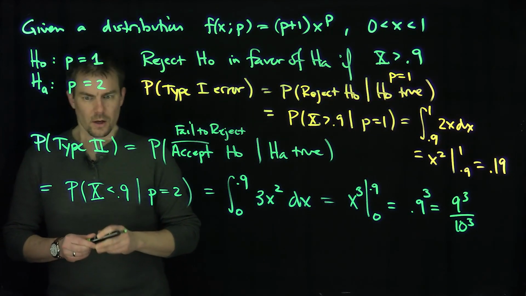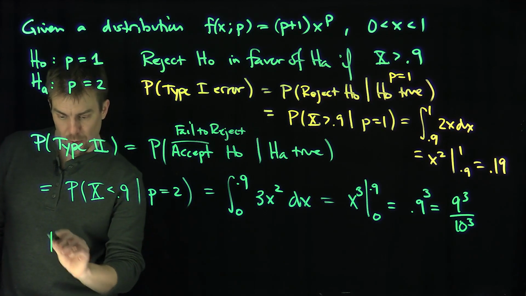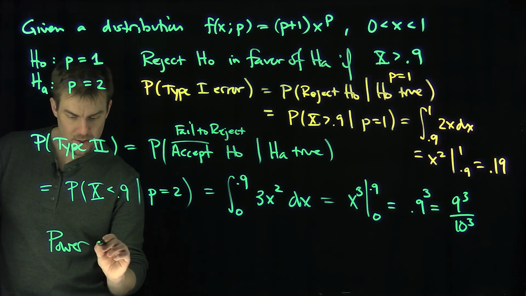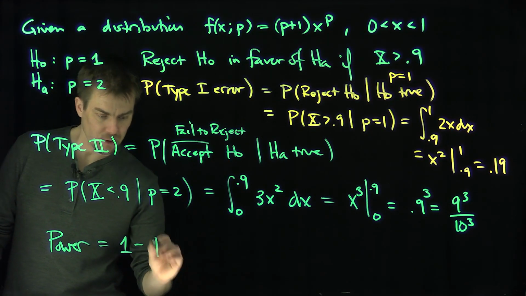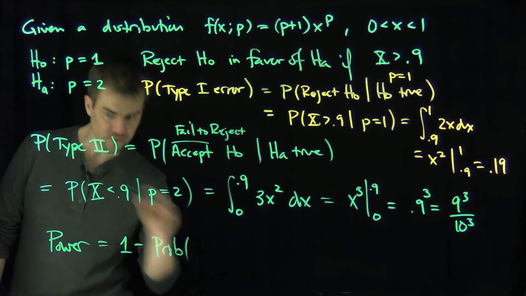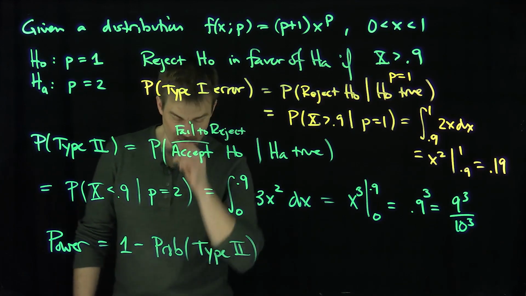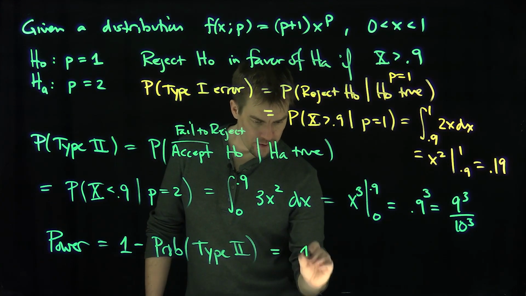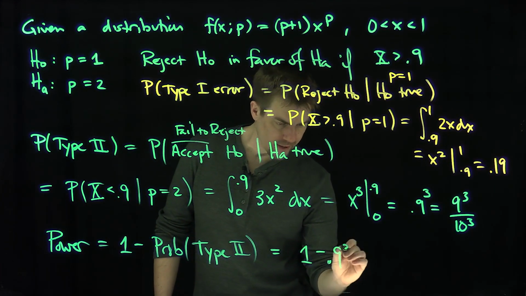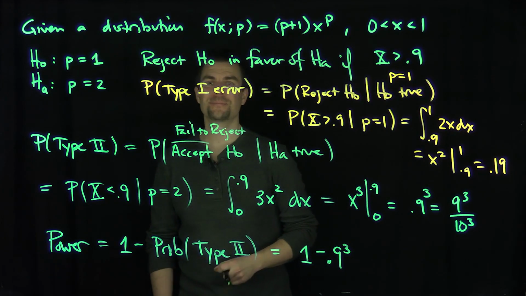All right. Now, what's the power of the test? The power of the test is 1 minus the probability of a type 2 error. And so that's just going to be 1 minus 0.9 cubed. And that's the power of the test. Thank you very much.